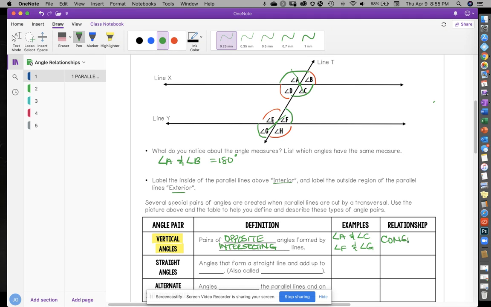Remember, congruent is a big fancy word for they measure exactly the same. For instance, if this one here was, let's say, 60 degrees, that means G is also 60 degrees. Let's say on this one up here, your A was 100 degrees, then C was also 100 degrees because they're vertical to each other. So when they're vertical, they share the same measurement. All right, I'm going to erase this so I can use my diagram again.